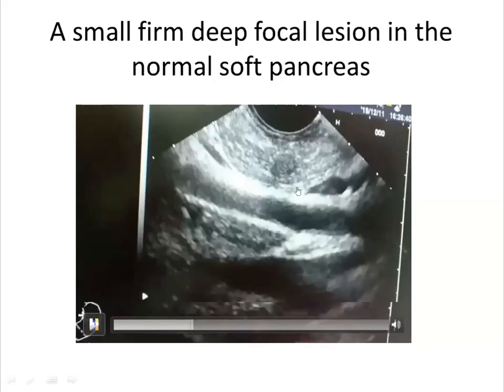Actually, there are 4 difficulties in this lesion. The first one, it is small, about 9 millimeter, but this is not a matter. We can sample a very small lesion. The second, it is deeply seated in the pancreas, away from the endoscope, and this is not so difficult because we can extend the needle to reach any site we want. But the real difficulty is that this lesion was very hard, and it is located in a normal healthy pancreas which is soft.